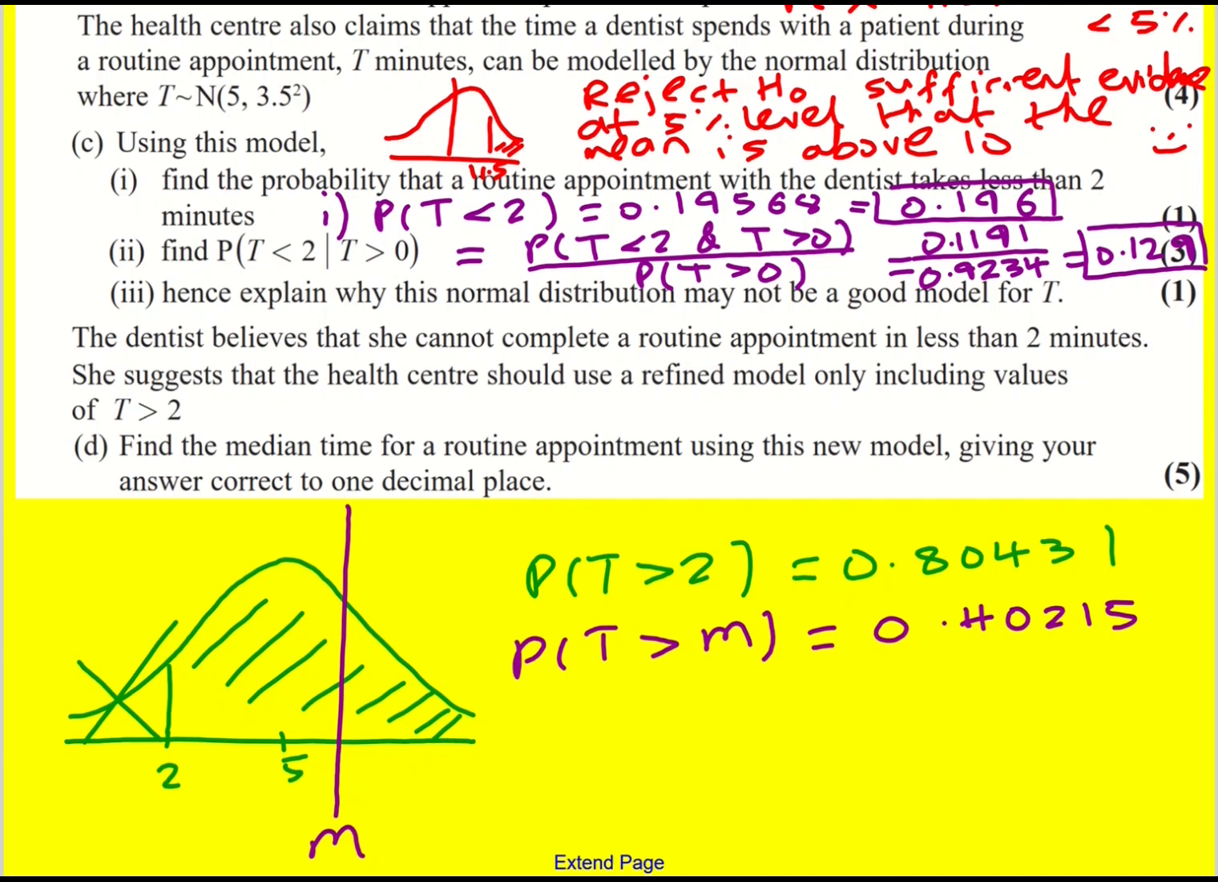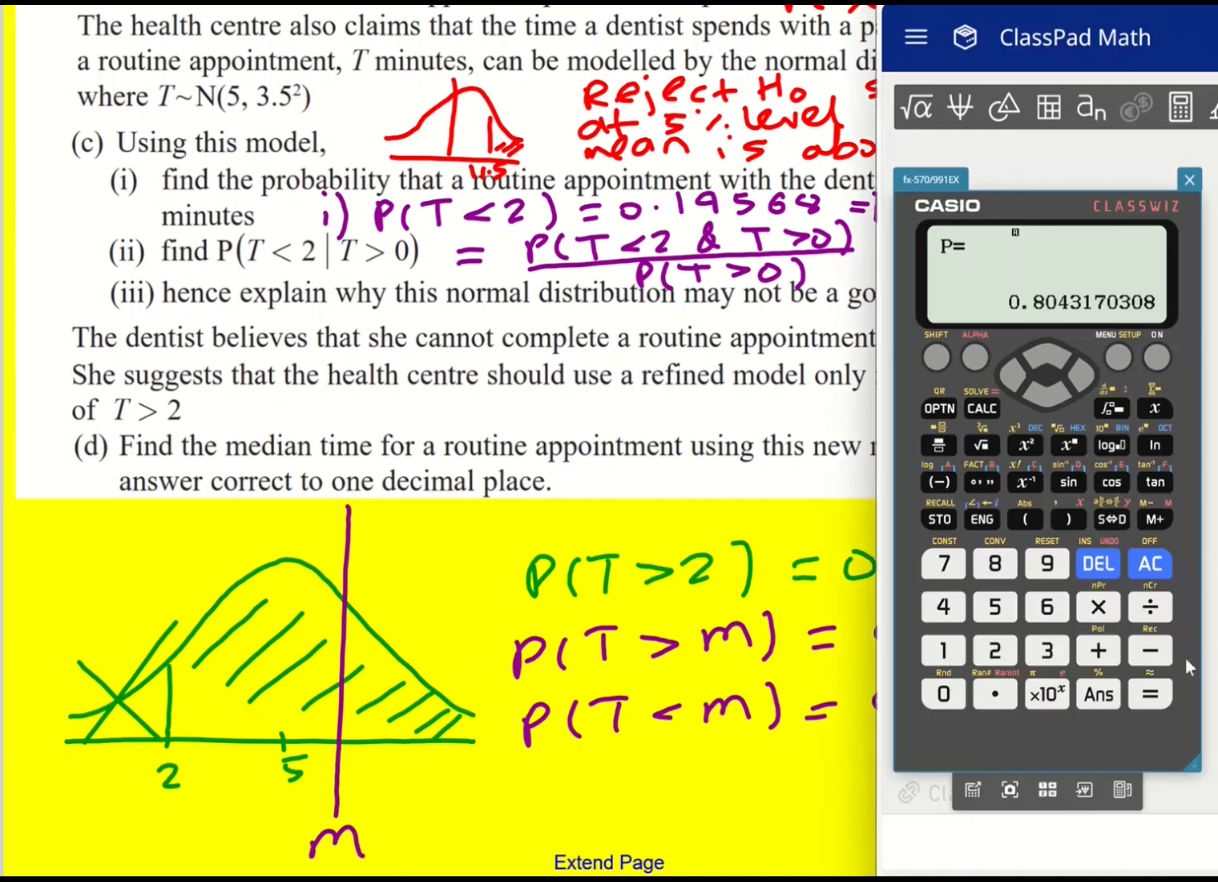But I'm just saying, you know what? My median is going to be halfway along this area. That's all I need to do here. Don't need to overcomplicate it anymore. So probability that capital T is greater than m is going to be this. And now I'm going to be using my inverse normal. So I'm just going to change it back. I can still use the same model here. It's going to be less than m, and it's going to be 1 minus that, 0.59785.